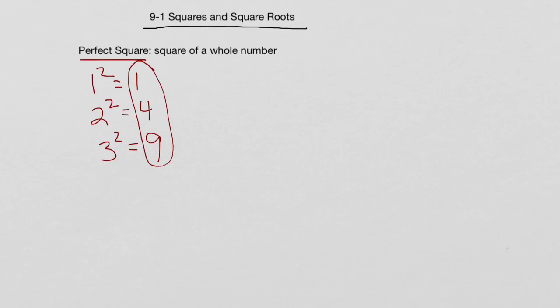So let's start by talking about what a perfect square is. A perfect square is a square of a whole number. For instance, 1 squared is 1, 2 squared is 4, 3 squared is 9, etc. These numbers right here are called perfect squares because they're squares of whole numbers.